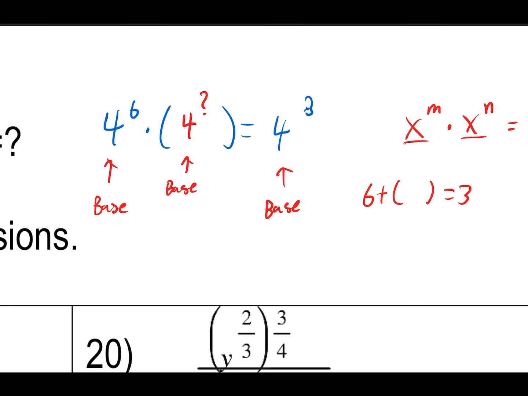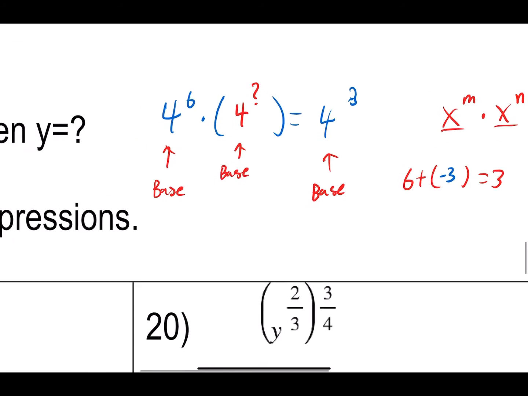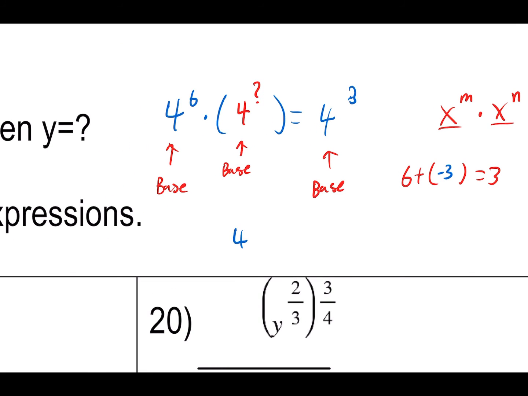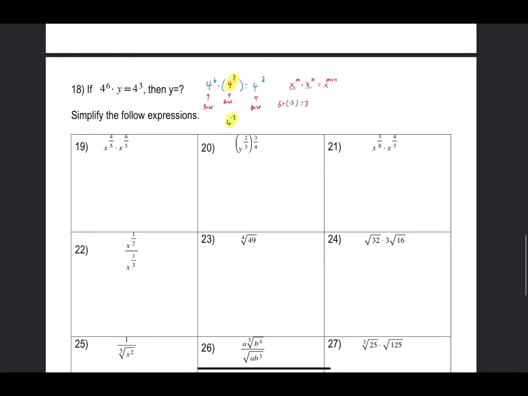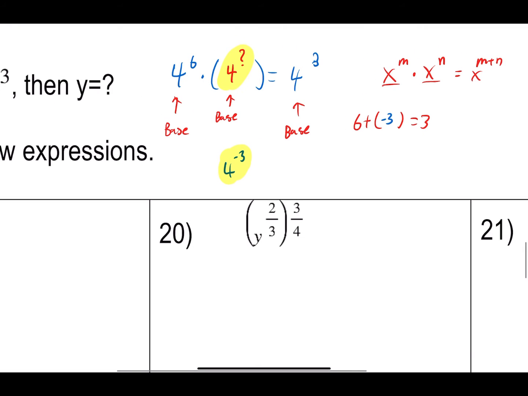Well, that's got to be negative 3, which means our exponent, our y, our missing thing, must be negative 3. And if this was free response, I suppose we should write this as 1 over 4 cubed.